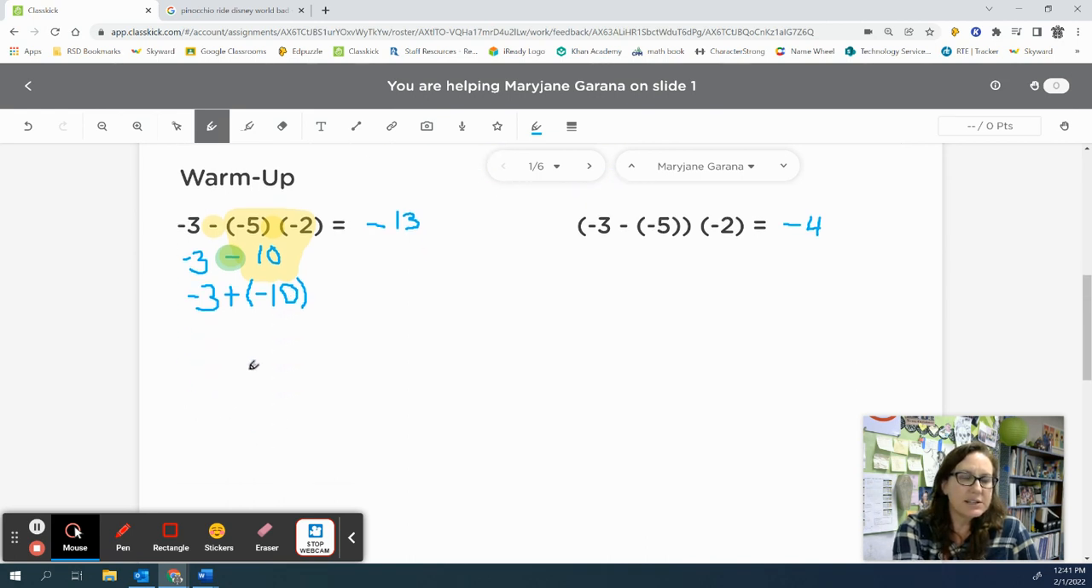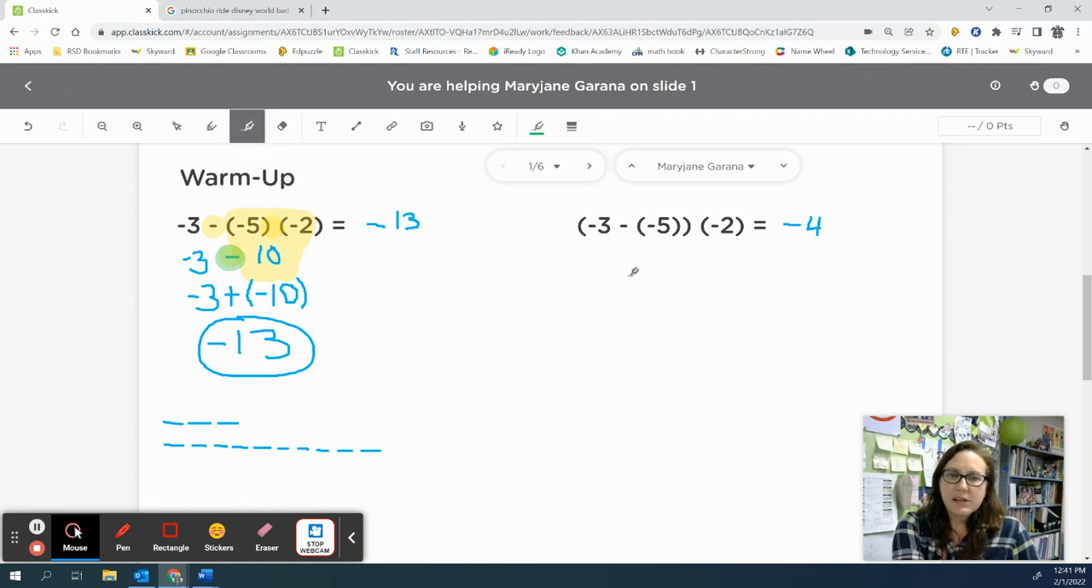So now we have an addition situation. If I were to make a model of this, it would be negative 3 plus negative 10. 1, 2, 3, 4, 5, 6, 7, 8, 9, 10. What do I have? I have negative 13. And that's how you get negative 13 for that answer.